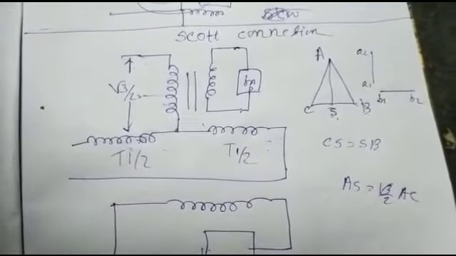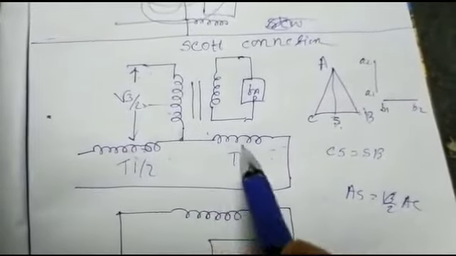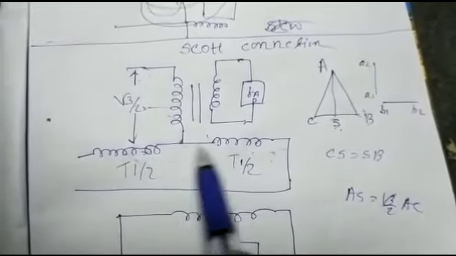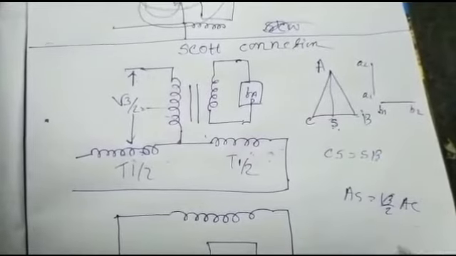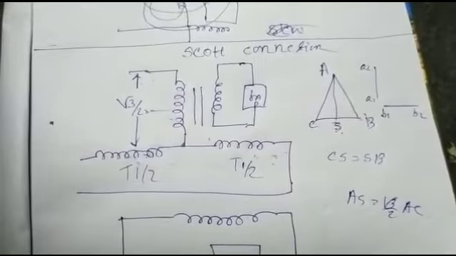So mainly Scott connection is 3 phase to 2 phase supply. Here two single phase transformers, transformer 1 and transformer 2. Here the number of turns is the same, so the voltage equation is the same, but here the voltage AS is equal to √3 by 2 times of AC.